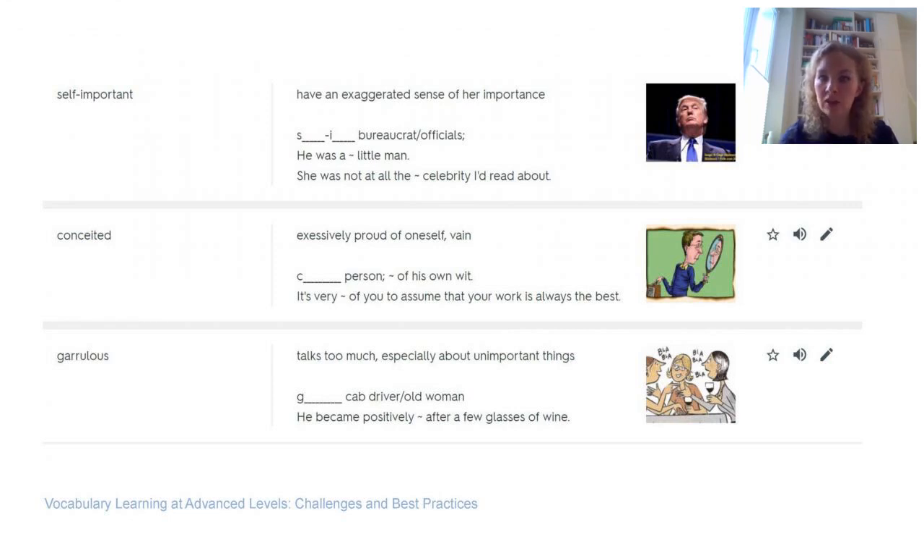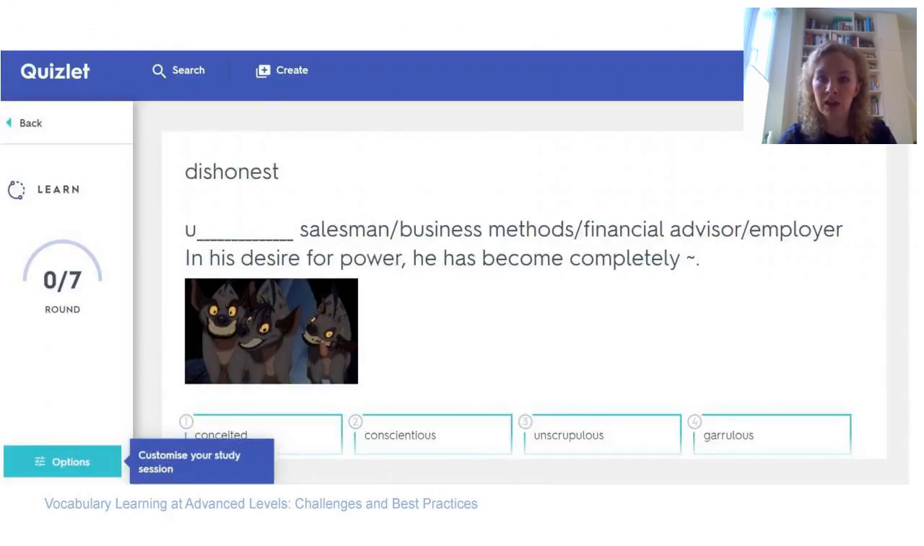I mentioned only one learning mode that is really useful in my opinion, and this learning mode is called Learn. And you study in small rounds. It's usually 7 instances in every round. When you start studying a new set, they give you options. They ease your way into studying the set. So you can just pick, yeah, again, these: honest, salesman, business methods, financial advisor. And you pick unscrupulous. Then you proceed with that.